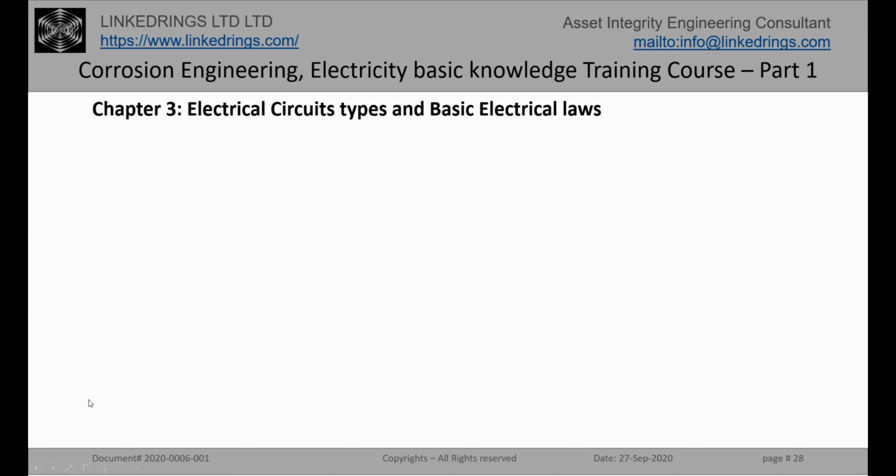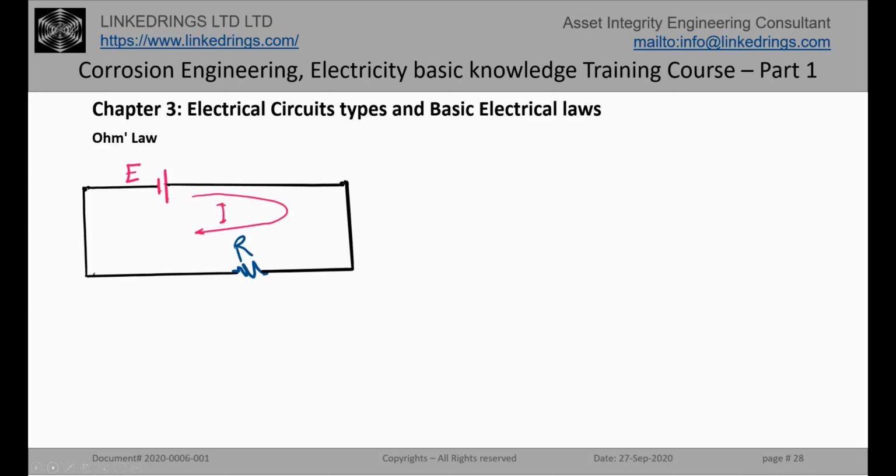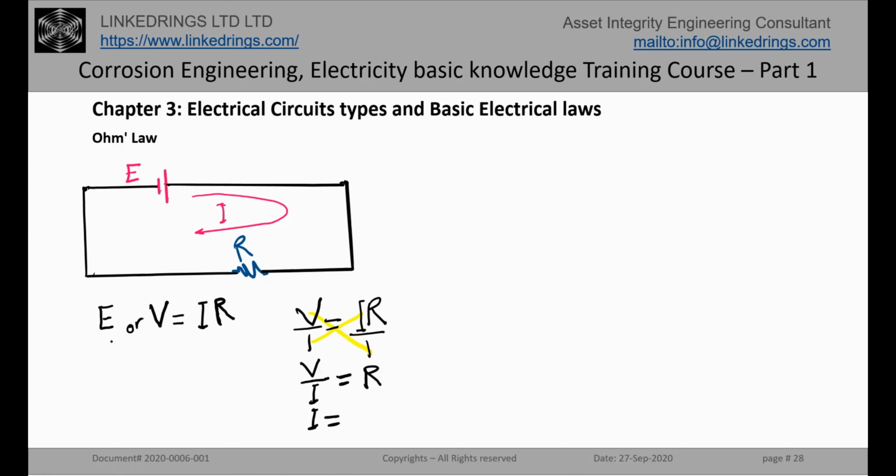Now we are in chapter 3, basic electrical laws. Ohm's law states that E or V, the electrical voltage source or voltage drop, equals the current times the resistance. So V equals IR. From this, we can extract that R equals V divided by I, or I equals V divided by R. This is a very important law, and we must know it very well.